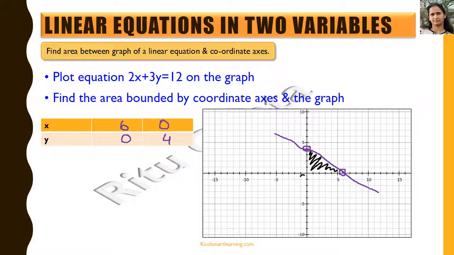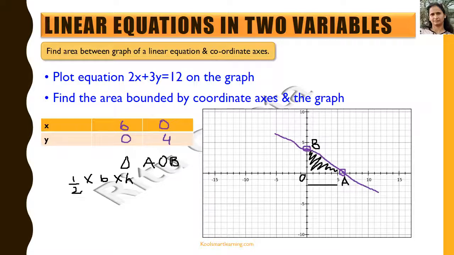The point where the two axes meet is called O, the point on the x-axis we call A, and the point on the y-axis we call B. Now we need to find the area of the triangle AOB. Since the axes are perpendicular to each other, we will just find the area of a right angled triangle using the rule half into base into height. This is the formula for finding the area of any triangle.